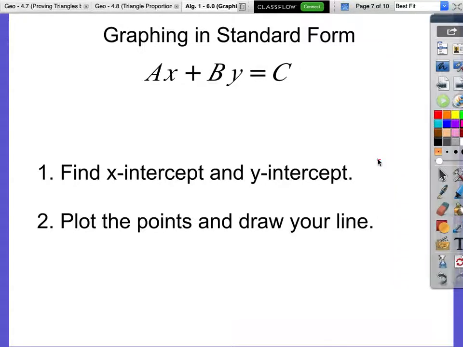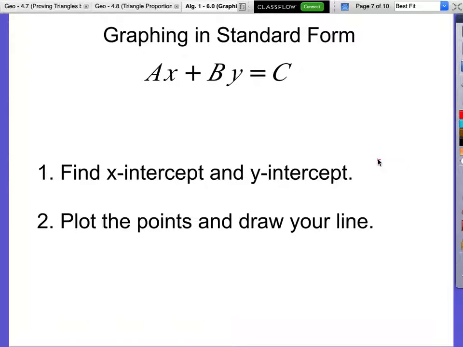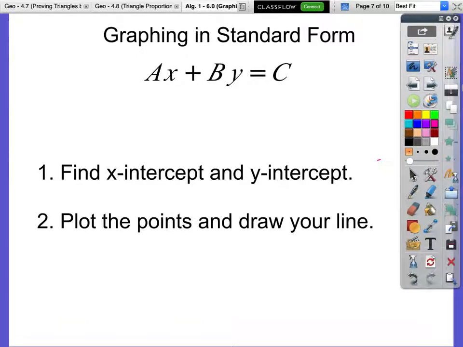Graphing in standard form. Standard form: Ax + By = C. We said that's what our standard form was. Ben and Chris are kind of tag team to get us there. Now in this, we can graph it a couple different ways. One way is we can find our x and y intercepts, plot them, and draw the line. Another way is we could solve for y and put it in slope-intercept form. We're going to practice the x and y intercepts first, though.